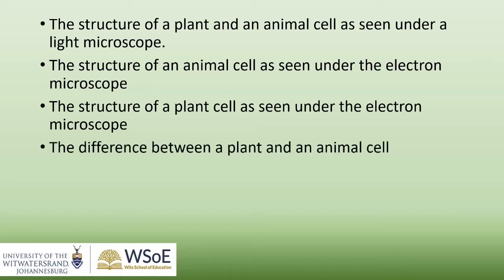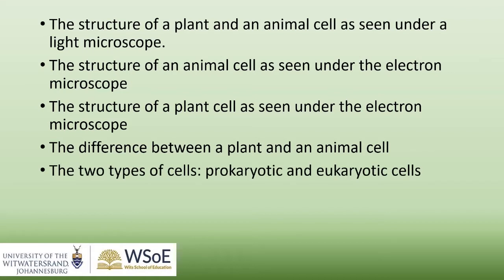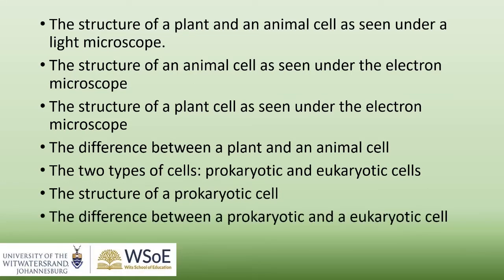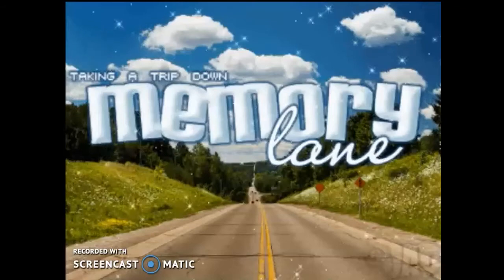Then we will compare the differences between a plant and an animal cell, and then we will look at the two types of cells, a prokaryotic and a eukaryotic cell. What are the differences between these two different types of cells? And then we will look at the structure of a prokaryotic cell, and then we will look at the difference between a prokaryotic cell and a eukaryotic cell. So let's take that trip down memory lane.